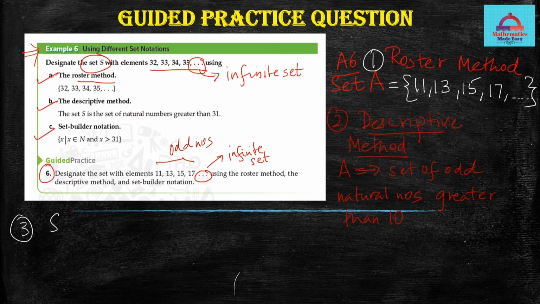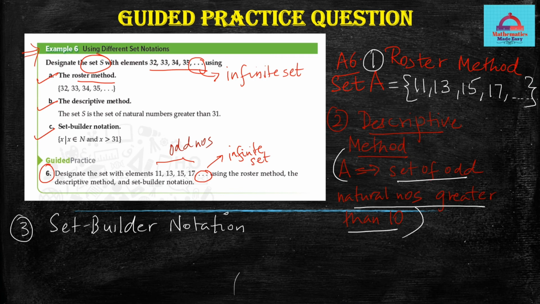Finally, the third notation, which is set builder notation or your set builder method. So let's see how we can describe it in this notation now. Definitely we are going to use the second part where we had written the description of the set. So it is a set of all natural numbers which is greater than 10.